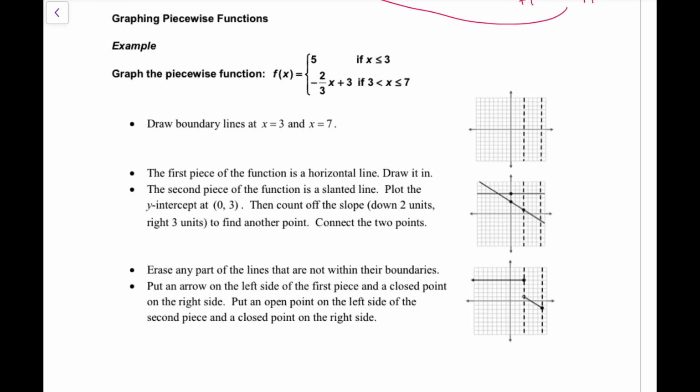So graphing the piecewise function. Okay, so first thing is we're going to draw boundary lines at 3 and 7. Okay, so we're going to put these dotted lines here and here. Now the first piece of the function is a horizontal line. It is at 5. If x is less than or equal to 3, we have the equation 5. So we're going to have this line here. The second piece of the equation is a slanted line. It looks like we start at 3 and go down 2 over 3, down 2 over 3. And we get this line.